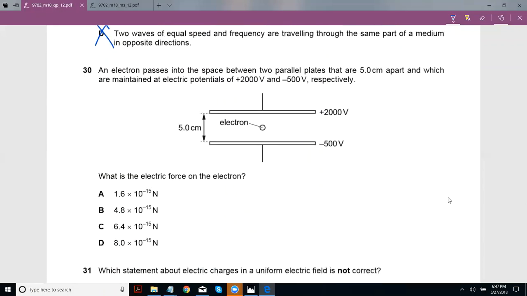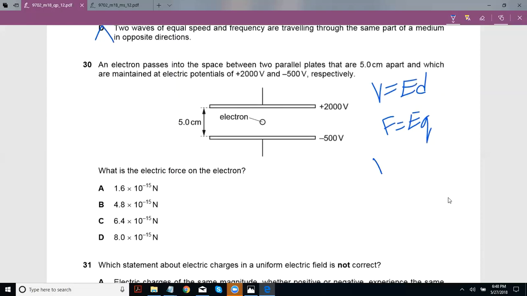Anyhow, 30: an electron passes into the space between two parallel plates that are 5 centimeters apart, and which are maintained at electric potentials of 2000 and -500 respectively. What is the electric force on the electron? So electric force, well, we can say that V equals ED. That's one formula. Another formula is F equals EQ. So if you simplify this and put it into one formula, you get this.